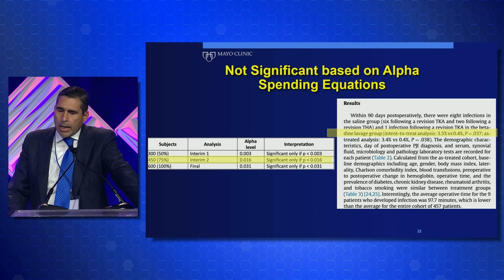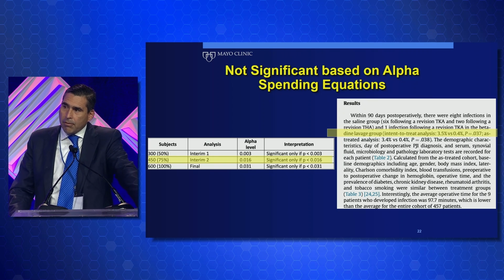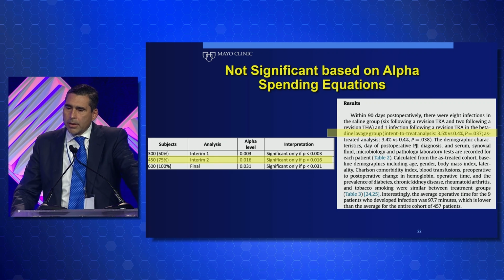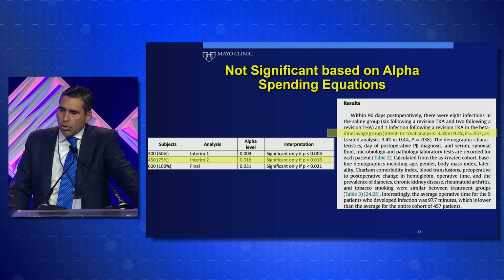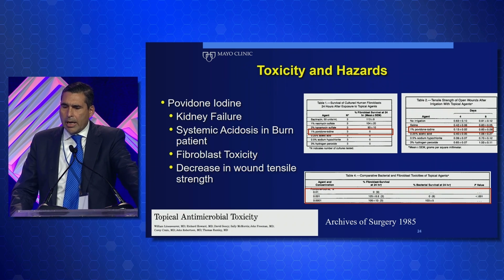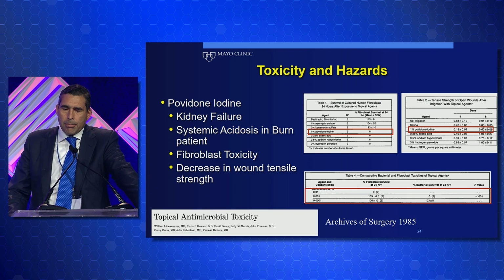So with an interim analysis of 450 patients, their p-value should have been 0.016. That means that their p-value of 0.37 that they presented is actually not significant with the 450 patients that they've randomized to their study. In addition to that, there are some issues with toxicity. We know that it can cause systemic failure, kidney failure in some patients.